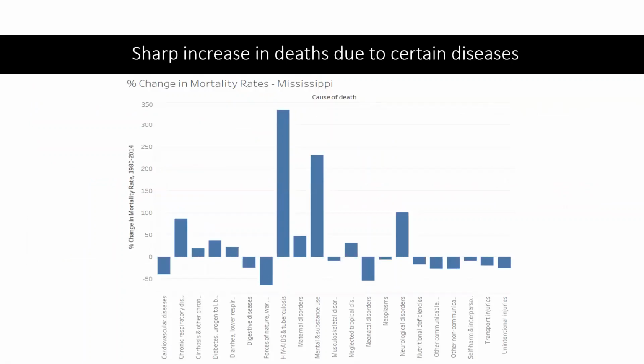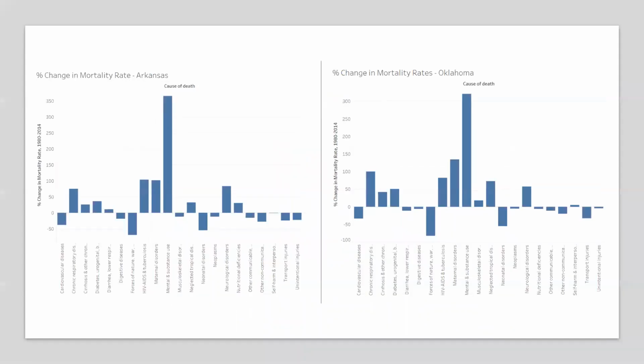We found out that in 2014, the top 3 states with highest mortality for cardiovascular-related deaths were Mississippi, Arkansas, and Oklahoma. So we decided to see whether these 3 states were performing well or worse in terms of the other 21 diseases, and we found that there was a sharp increase in mental health and substance abuse related deaths from 1980 to 2014 in all the 3 states, as you can see here. So we decided to take a closer look at whether this was a trend in other US states as well.